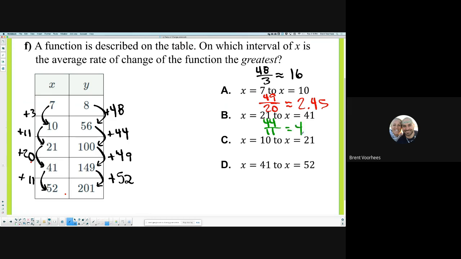And finally, from 41 to 52, how much does our Y's increase by? 52. And our Y's increased by 11. That is approximately 4.72. Okay, so which one has the greatest slope? Average rate of change, I should say. A. So remember, it's change of Y's divided by change of X's. That's how you go about that problem.